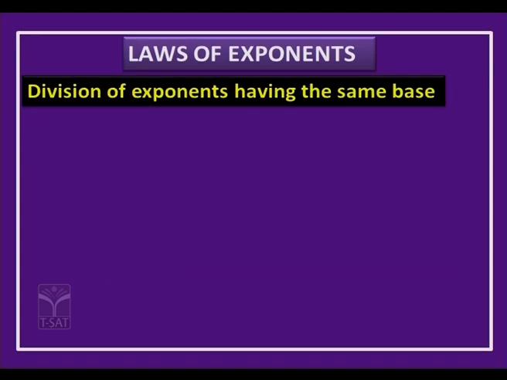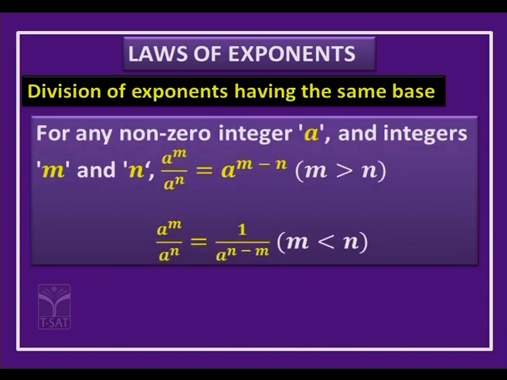Now, let us see division of exponents having the same base. That is, for any non-zero integer a and m and n are integers, a power m by a power n is always equal to a power m minus n. This is true for m greater than n. So, this is very important, children. We use this one only when m is greater than n, whereas a power m by a power n is 1 by a to the power of n minus m when m is less than n. So, you need to be very careful, children, whether m is greater than n or n is greater than m.